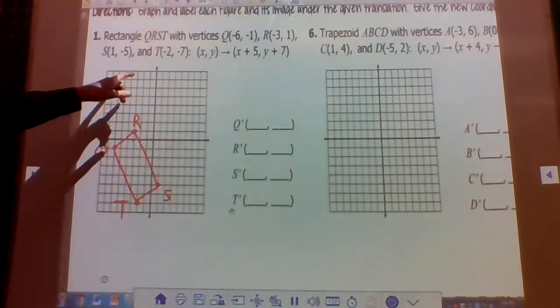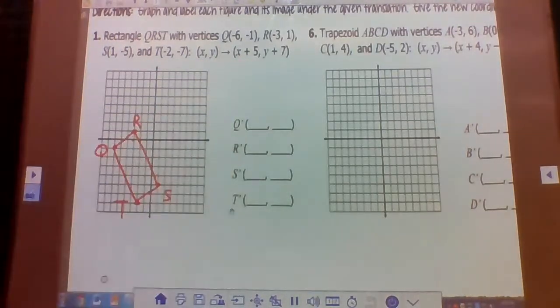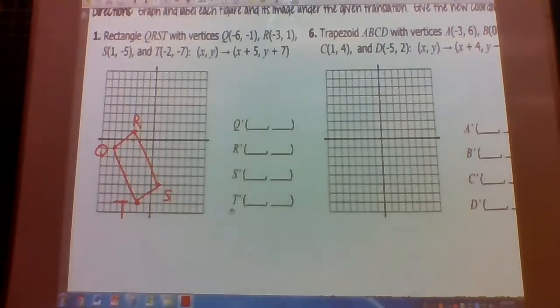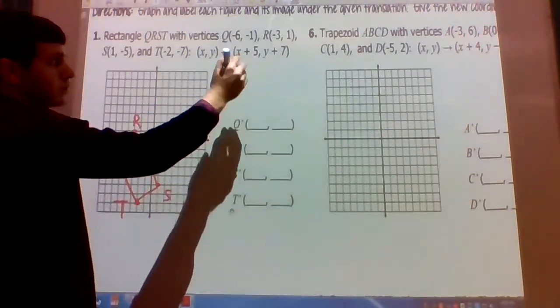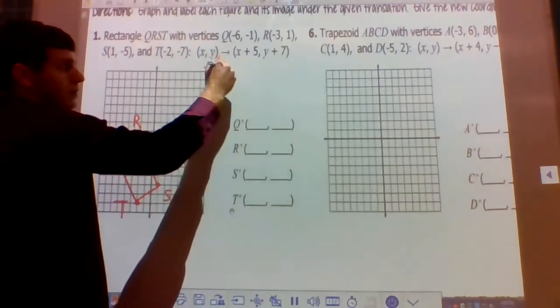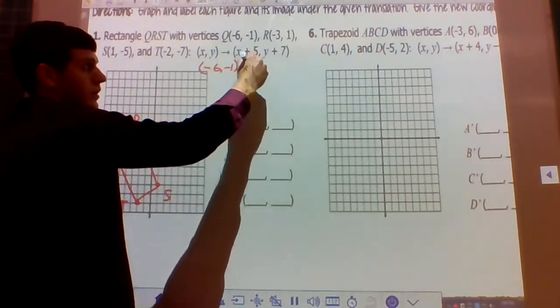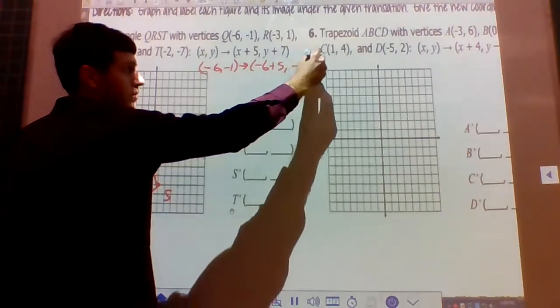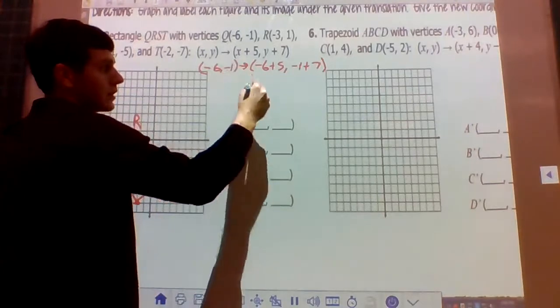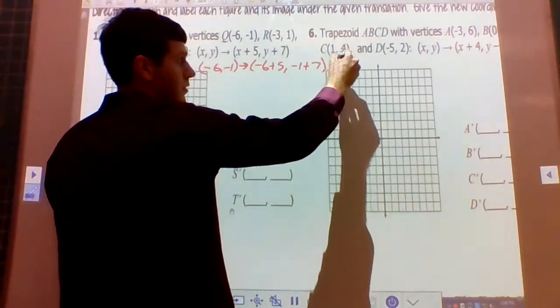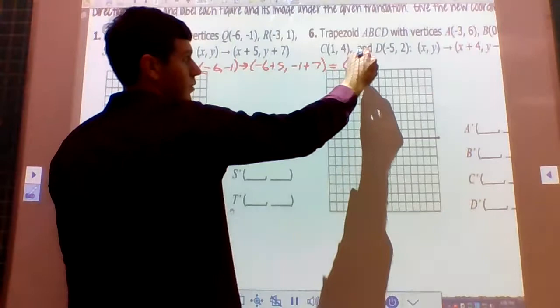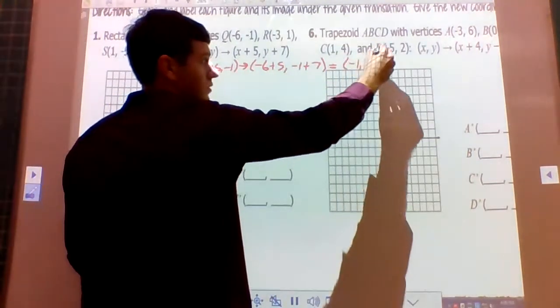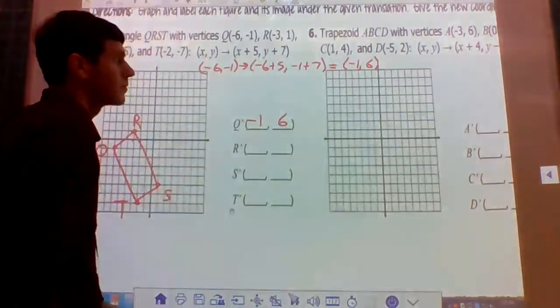Okay, we are going to translate it according to this equation, x, y, and then the arrow, and then x plus 5, y plus 7. So we can do this 2 different ways. The first way is we can plug these into our equation. So for Q, we could do -6, -1 is going to go to -6 plus 5, and then the y is -1, so -1 plus 7. -6 plus 5 is -1, -1 plus 7 is 6, so that's going to give us -1, 6.